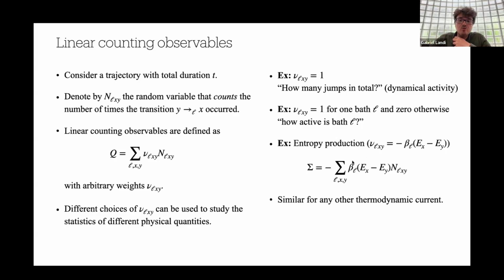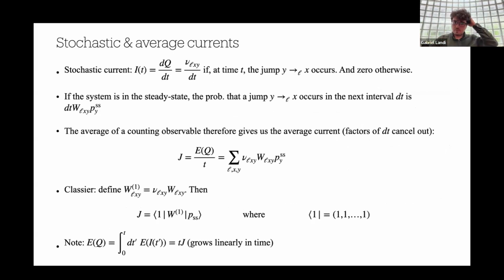So for example, if you choose your nu to be related to the inverse temperature of a given reservoir and the energy differences, this is the thing which makes sense when the system satisfies detailed balance. Then you can build the entropy production by just multiplying this n by this specific weight. And you can do the same for any other thermodynamic current. You can do the current for the cold bath, the current for the hot bath, and so on and so forth.